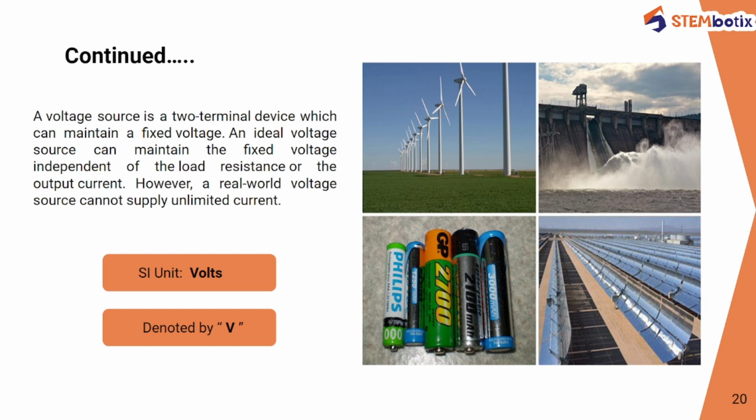A voltage source is a two terminal device which can maintain a fixed voltage. An ideal voltage source can maintain the fixed voltage independent of the load resistance or the output current. It means if there is any change in load or current, there would be no change in the voltage, and hence it is named an ideal voltage source. However, a real world voltage source cannot supply unlimited current.